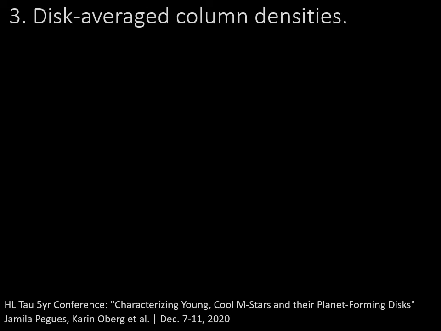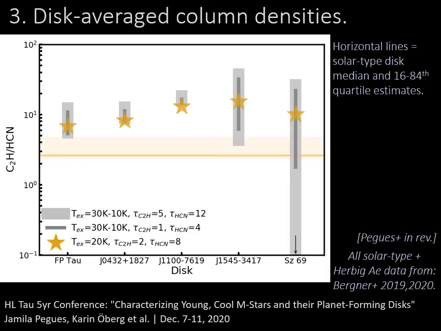Now the last thing we'll investigate in today's talk are disk average column densities across the entire sample. And we do this measurement by assuming a range of excitation temperatures and optical depths for the different disks. And that's what we're showing with this plot here. So the x-axis gives the disk, while the y-axis gives the disk averaged C2H versus HCN column density ratio. The clusters of stars and bars each assume the excitation temperatures and optical depths that are written along the bottom left of this plot. Finally, the horizontal dark line and shaded region span the 16th, median, and 84th quartile estimates of this ratio from a sample of mostly solar-type disks from the literature.